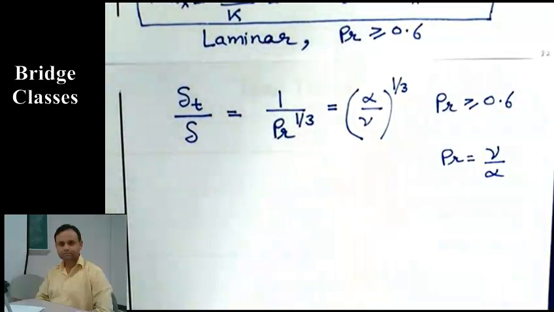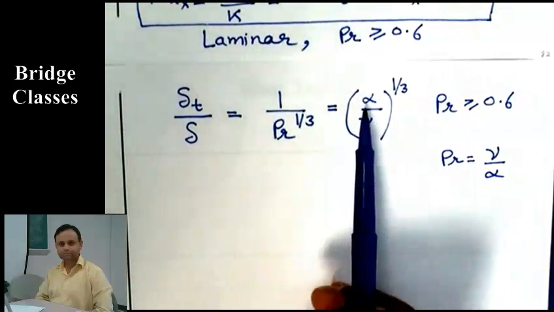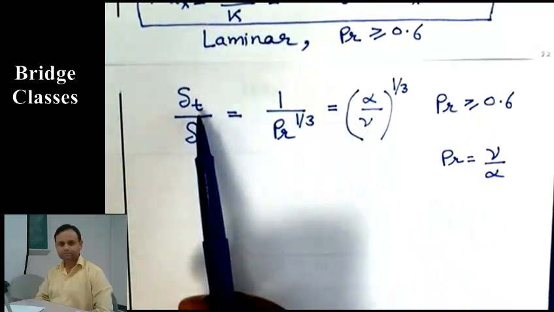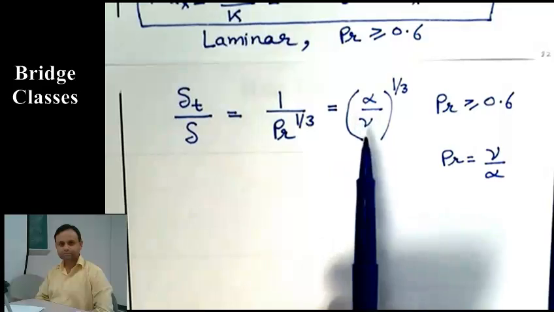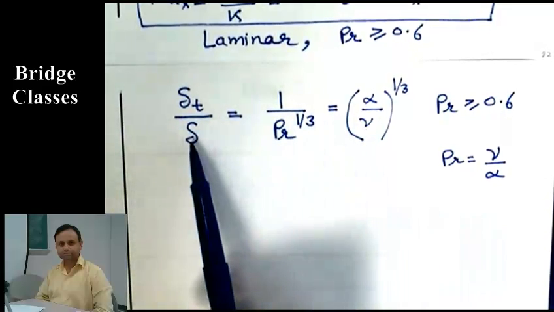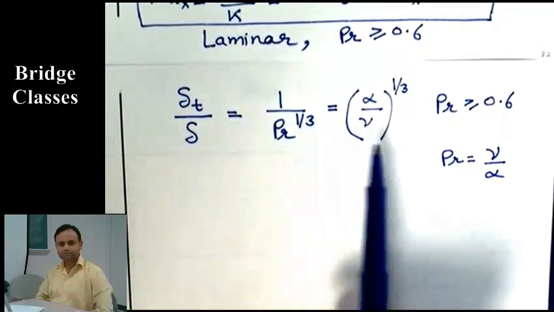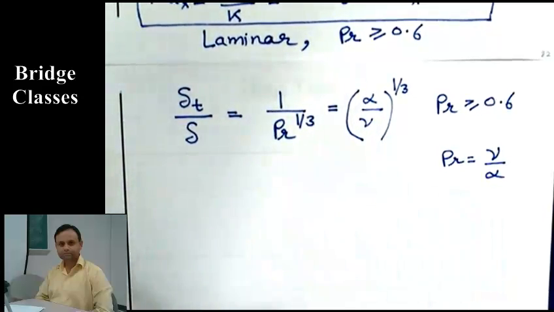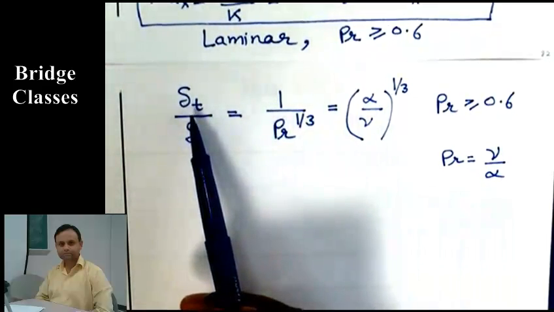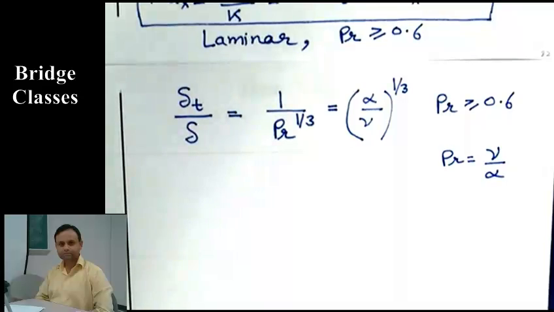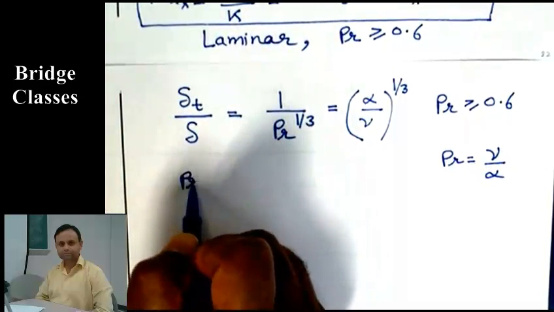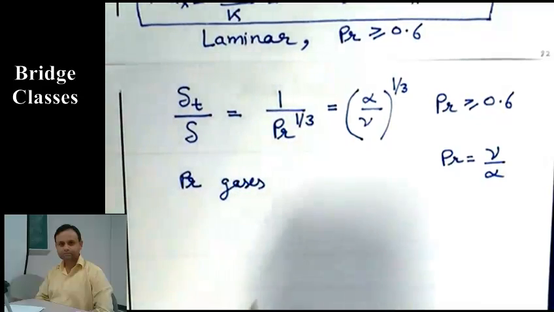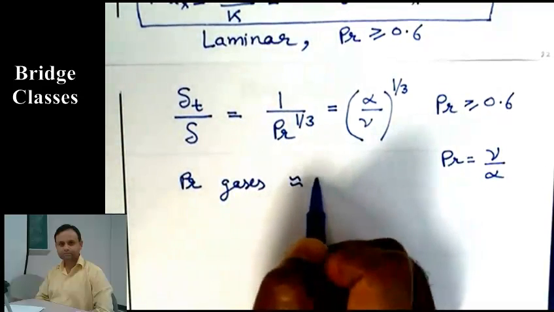It is very easy to remember this relation. If alpha is large, that is, thermal diffusivity is large, then the thermal boundary layer thickness is more. If momentum diffusivity is large, then the velocity boundary layer thickness is more. If thermal diffusivity is large, then the effect of the plate is felt up to a farther distance from the wall, so the thermal boundary layer thickness will be more. That's the idea. And Prandtl number for gases like oxygen, nitrogen, air, all these gases, is around 0.7.